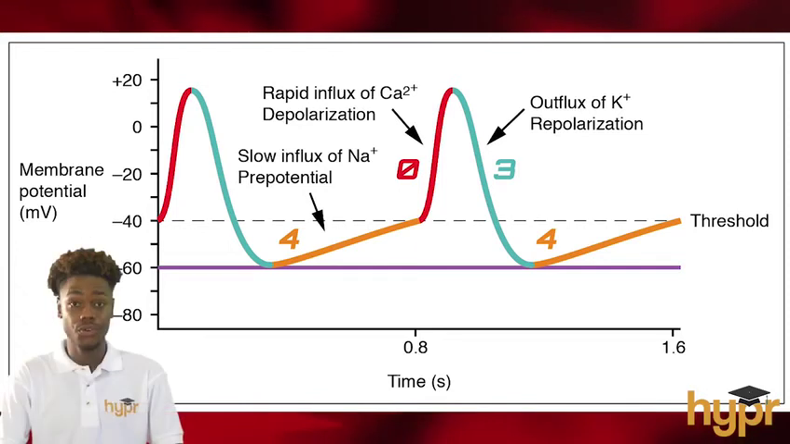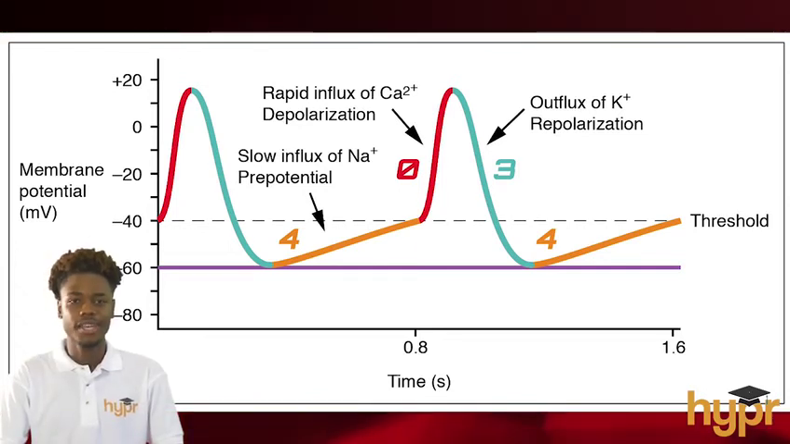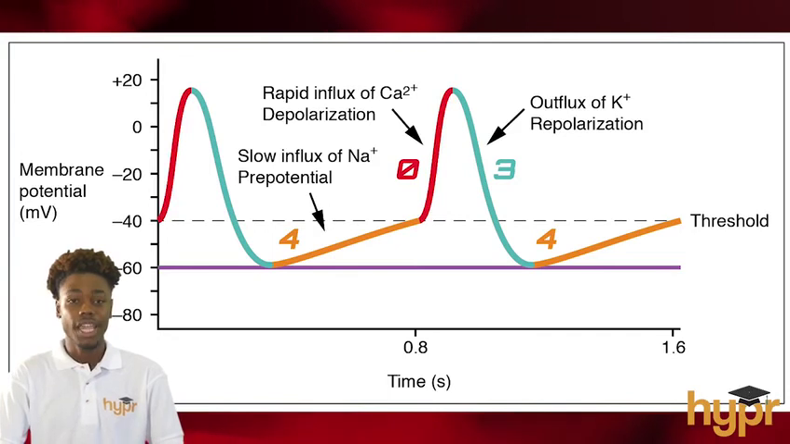In phase 0, depolarization occurs. This phase is dependent on calcium ions. There is a quick uptake in the action potential as calcium ions rush into the cell, and this is facilitated by L-type calcium channels. In phase 3, we buck up on repolarization, which is dependent on potassium ions.